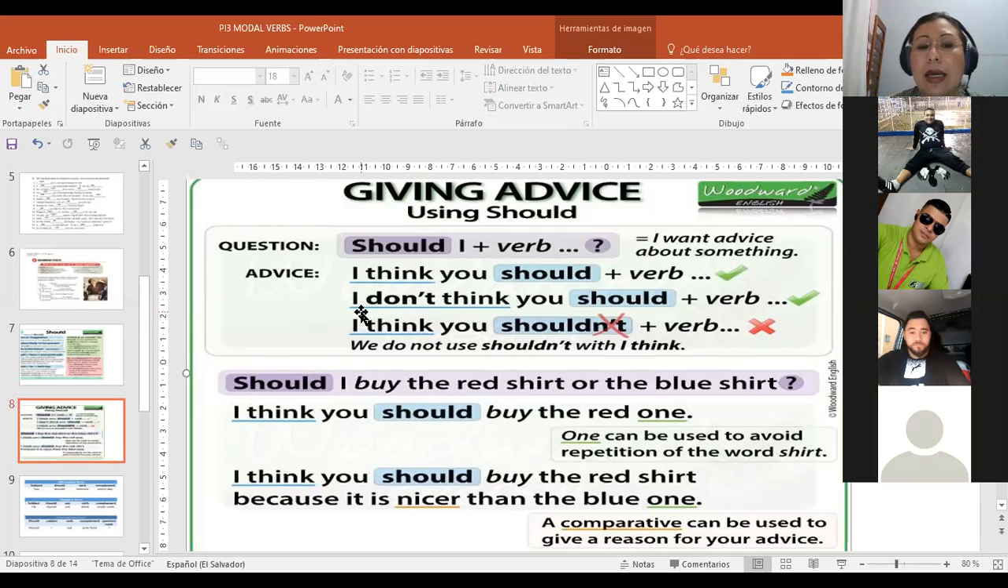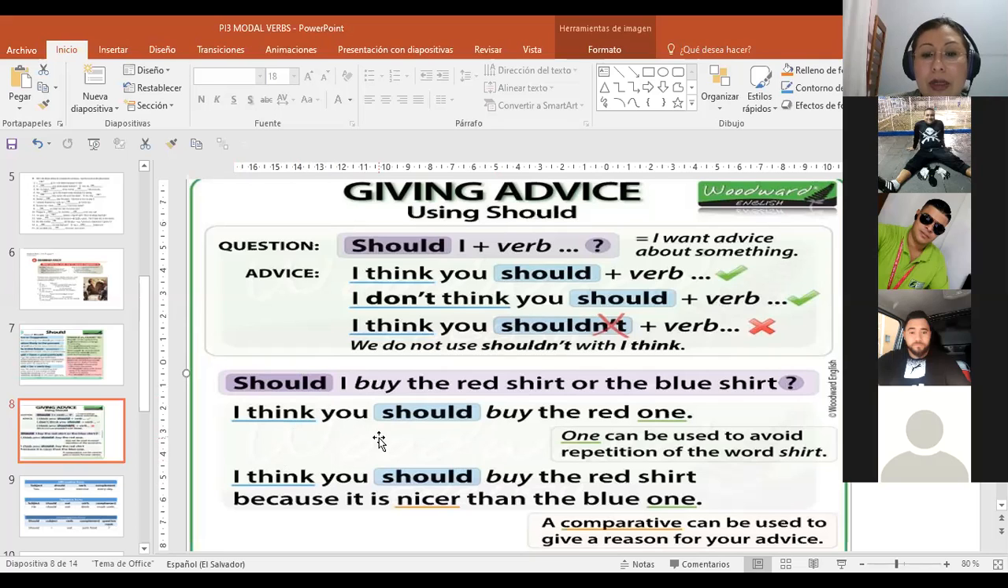Pero lo que no es correcto es decir, I think you shouldn't, y el verbo. It says that we don't use shouldn't with I think. Es decir, no mezcle las dos cosas, ¿verdad? No mezcle I think con shouldn't, sino que mejor dígalo en positivo. I think you should do this. O I don't think, entonces vea que lo negativo no va aquí en el should, sino que va al inicio con el auxiliar do. I don't think you should. Pero nunca se dice I think you shouldn't, ¿verdad? No es correcto.